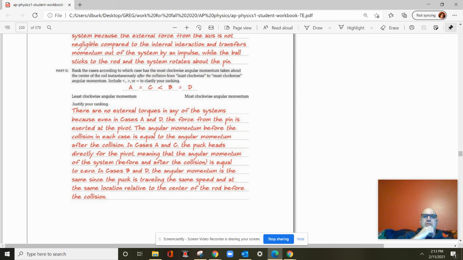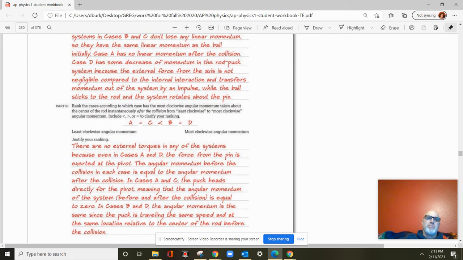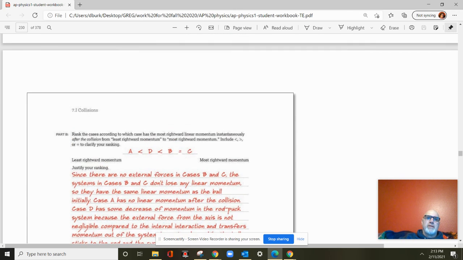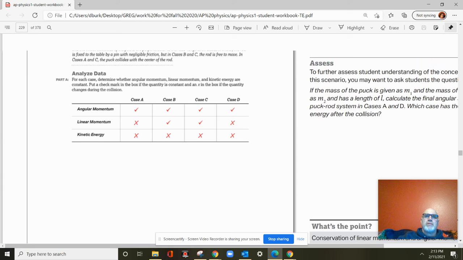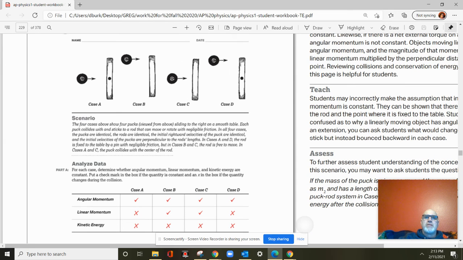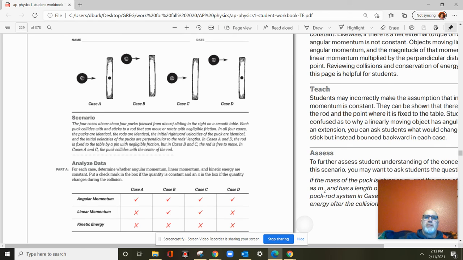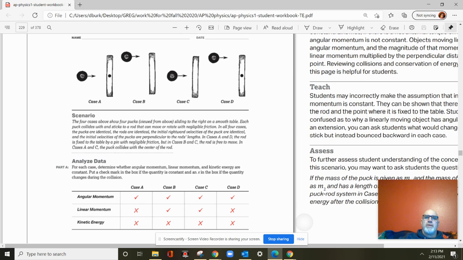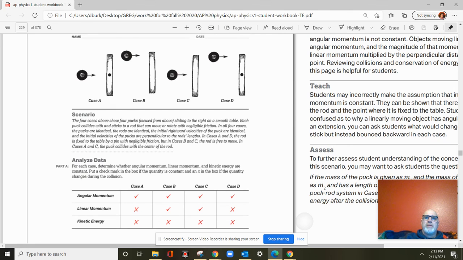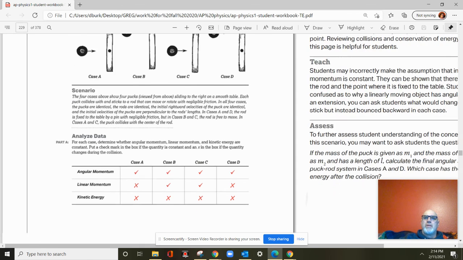Most clockwise angular momentum. So A equal to C less than B equal to D. So A and C are equal and B and D are equal and A and C are less. And A and C are less because we're hitting the middle of the bar. Donk, right? And that's why we have less angular momentum. And B and D are bigger because we're hitting the ends of the bar. And that angular momentum to start with is the mass of the puck times its velocity times the length of the bar. Doesn't matter where the spinning happens.